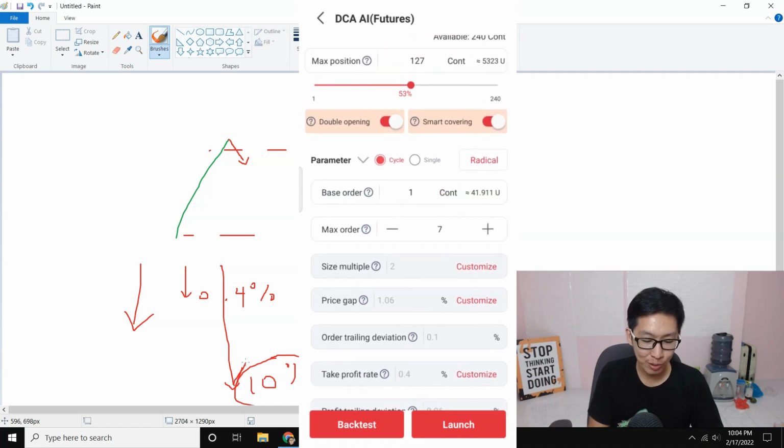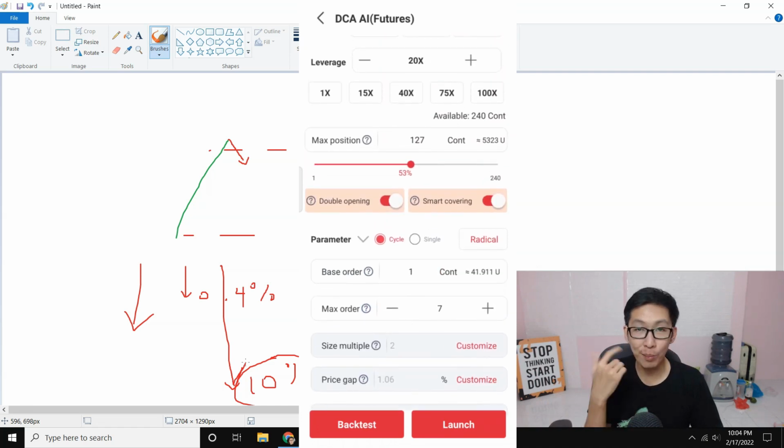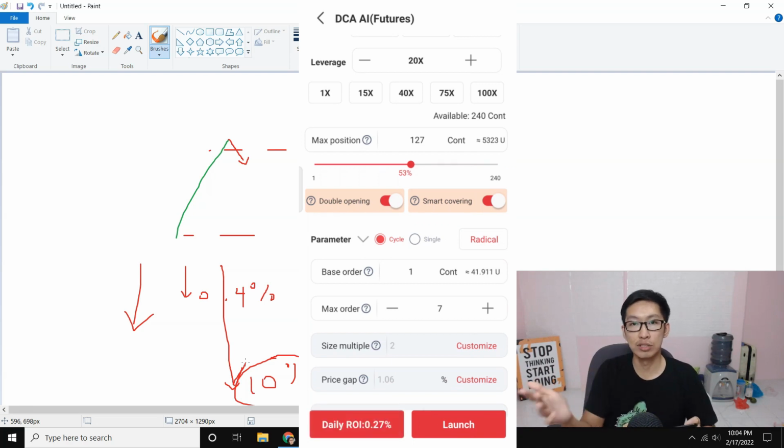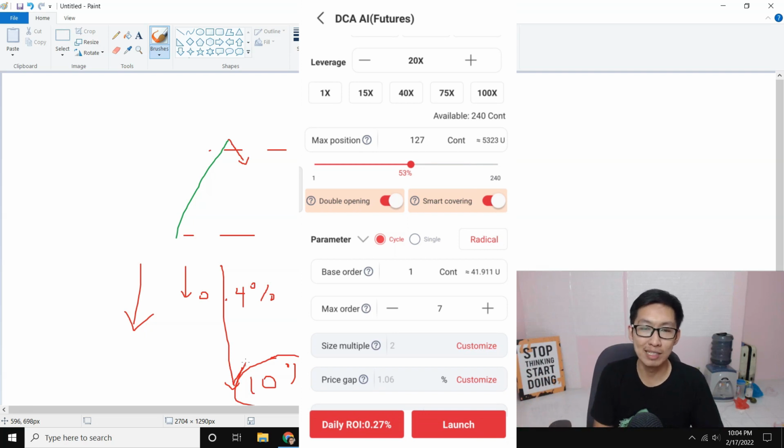The only thing that you want to set up is your base order, your max orders, okay? You just need to understand how it works. And you can backtest it. And if it is positive, you can just launch it. And you will just go to sleep with peace, and you will make money every day.